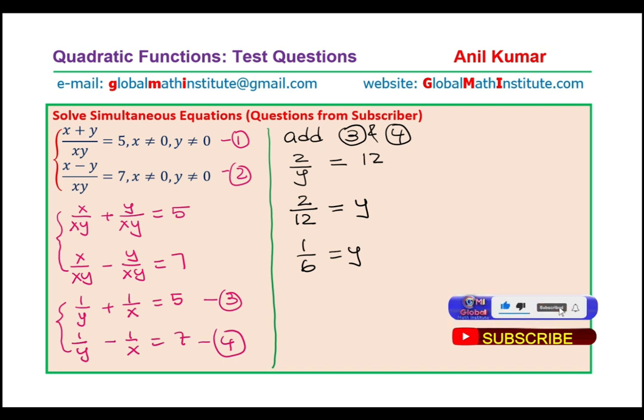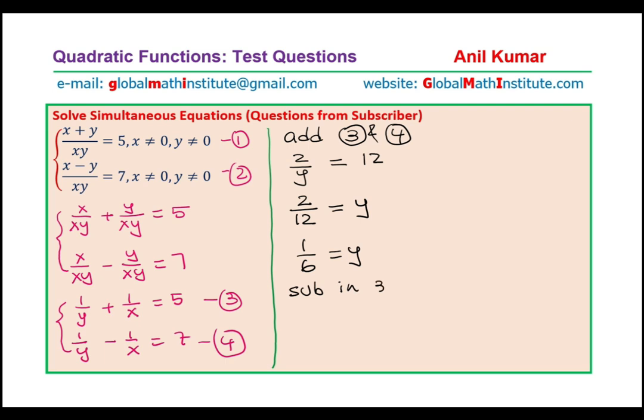So let's use equation 3, right? So we'll sub in equation 3 this value of y. Let's do it on the right hand side. So in equation 3, 1 over y plus 1 over x equals 5. If I substitute y as 1 over 6, it'll be like 6, right?